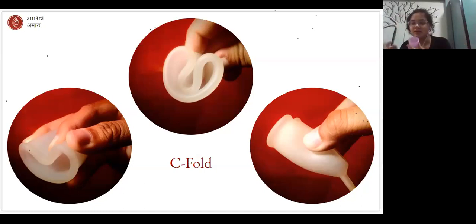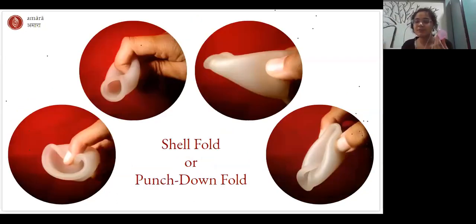And then there's a second fold, which is called the shell fold or the punch down fold. What you're doing is you take the rim of the cup to the base of the cup, so you're pulling it in. If I pull it in like this and I let it go, then it looks like a shell, sort of. And what this does is it makes the opening very tiny, and it becomes gradually bigger, which is easier for some people. Now this changes from person to person, and different people can find different things easier. So that is the shell fold.